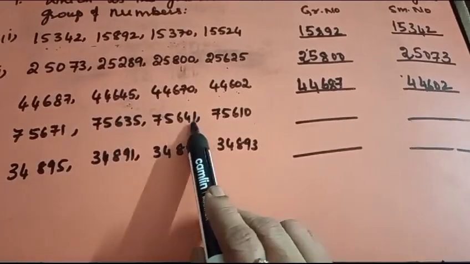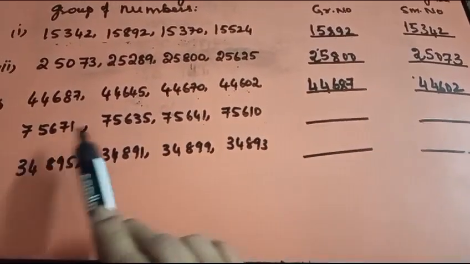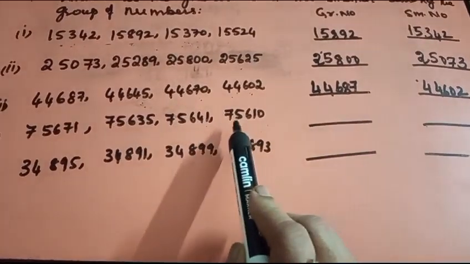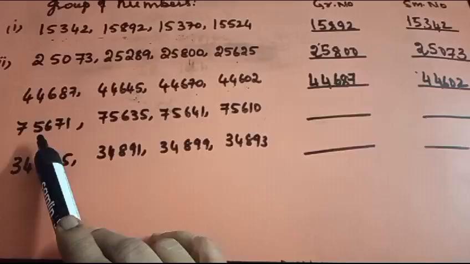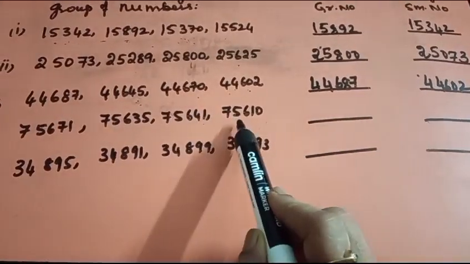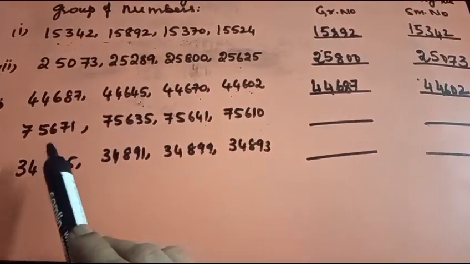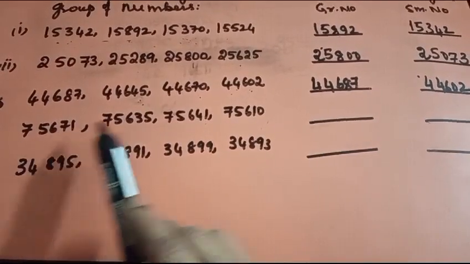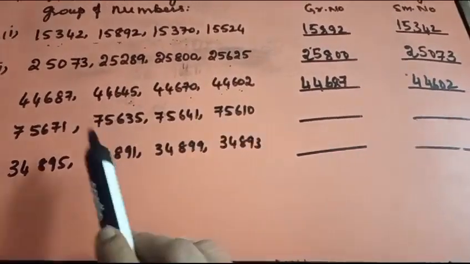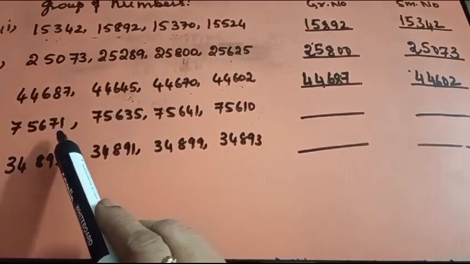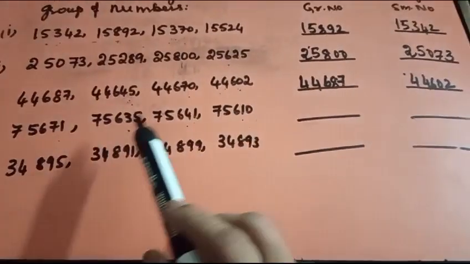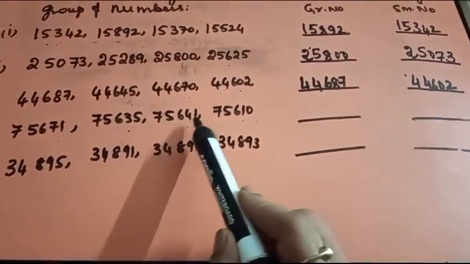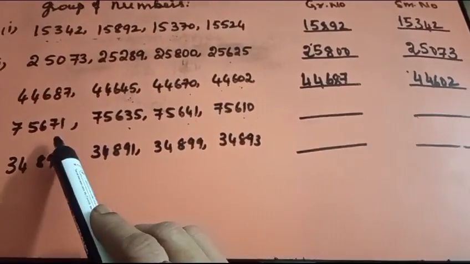Next. Again, you have all 5-digit numbers, and in the 10,000s place you have only 7, so you cannot identify. In the thousands place you have 5, so you cannot identify. In the hundreds place also you have 6 here, 6 here, 6 here, 6 here. Now go for the tens place: 7 here, 3 here, 4 here, 1 here. Out of 7, 3, 4, 1, it is 7 which is the greatest.